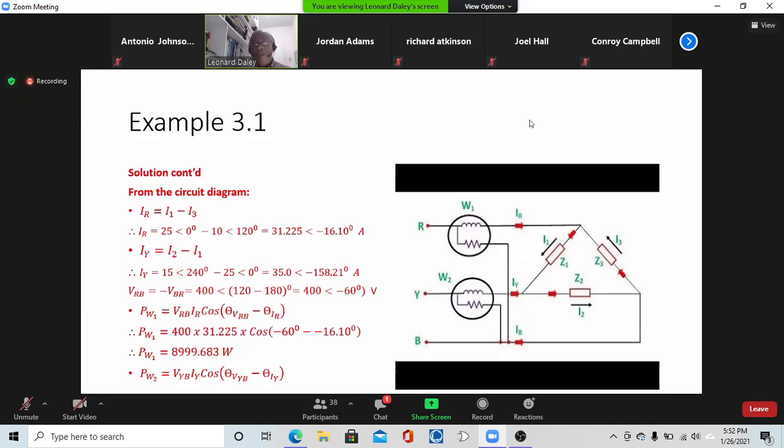All right, so we needed to find IR. So we'll go back to Kirchhoff's law now and look at what's happening at the nodes. So IR plus I3 would be equal to I1. So therefore IR is equal to I1 minus I3. All right, and that works out to be 31.225 at angle minus 16 degrees.